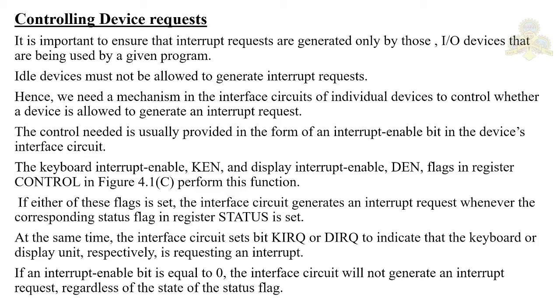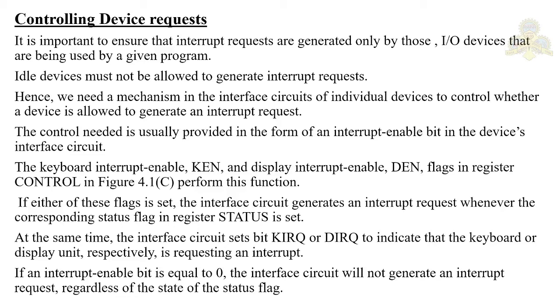So until now we had assumed that an IO device interface generates an interrupt request whenever it is ready for the IO transfer. For example, we had seen the status flag in SIN, right? It will be equal to 1. So it is important to ensure that interrupt requests are generated only by those input output devices that are being used by the given program. Idle devices should not be allowed to generate an interrupt request, even though they may be ready to participate in the IO transfer operations, but they should be restricted.